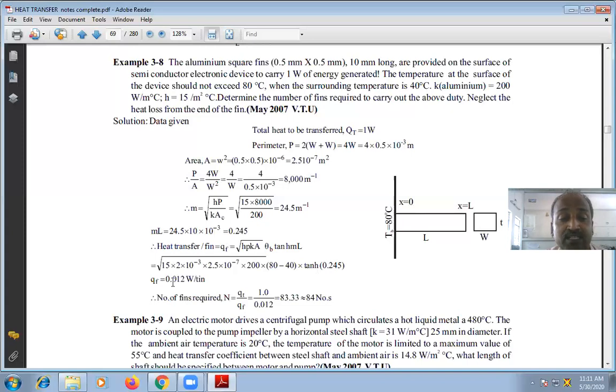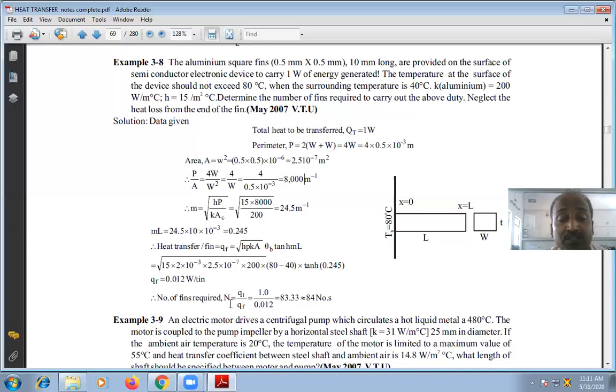Now what will happen? The heat transfer rate is 0.012 watt per fin. Per individual fin it will dissipate 0.012. But we have the target of 1 watt. One fin is able to give up only 0.012, so naturally the number of fins has to be increased. Number of fins required is 1 divided by 0.012, that is 83.33.